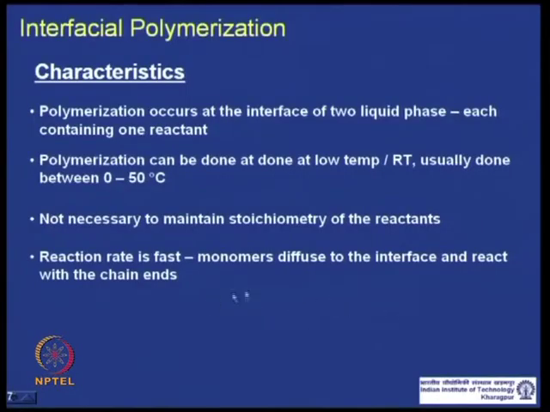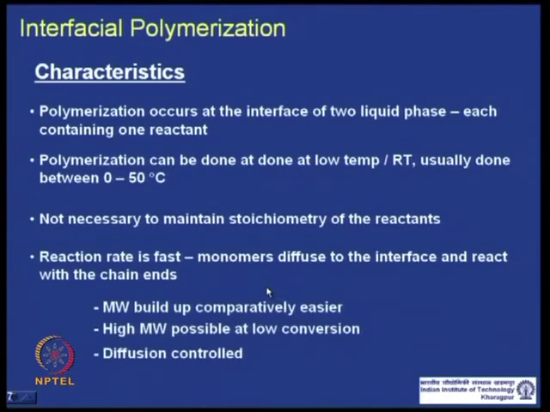Now, the reaction is fast. So, when the monomer diffuses to the interface, immediately it finds a reactive chain end, and it reacts before it can even approach the other monomer. Which means that, unlike the linear polycondensation reaction we talked about, it happens in a kinetically controlled way and it is very fast.